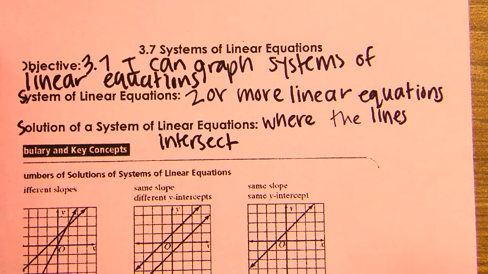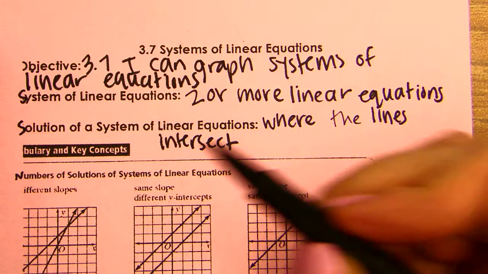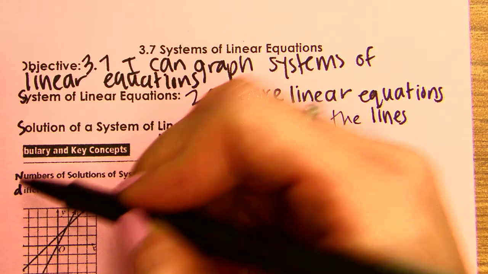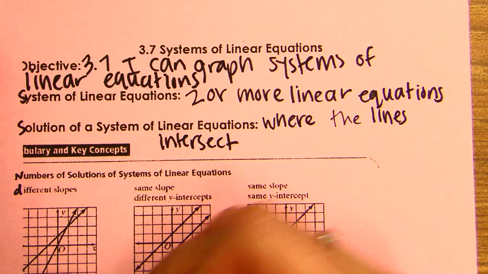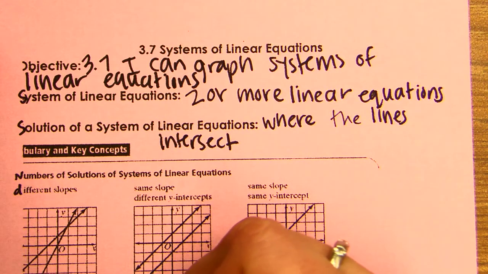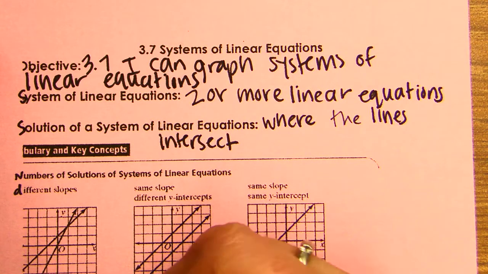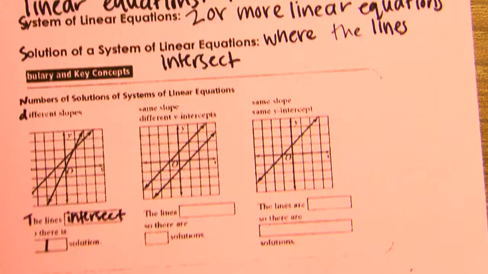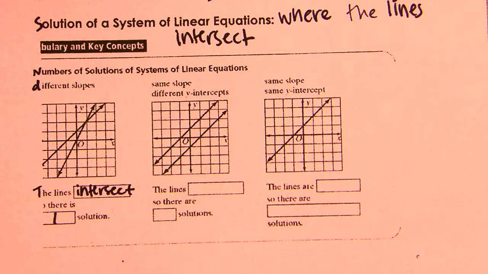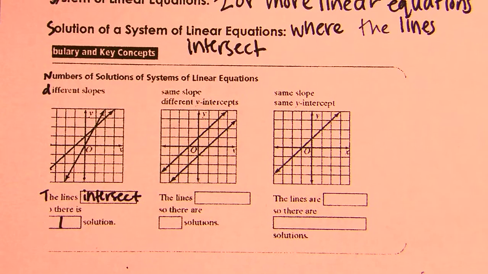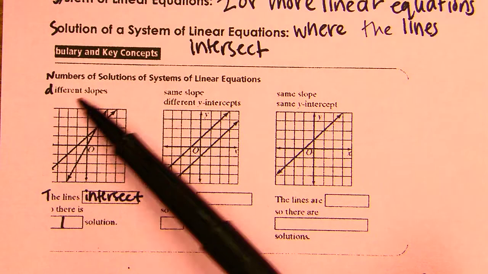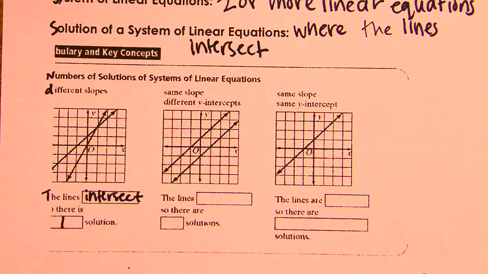This box is supposed to say numbers of solutions of systems of linear equations. It says two lines with different slopes. If they have different slopes, the lines intersect, and there is one solution. I fixed the stuff that didn't show up, and then I said if they have different slopes, the lines will intersect, and there is one solution.